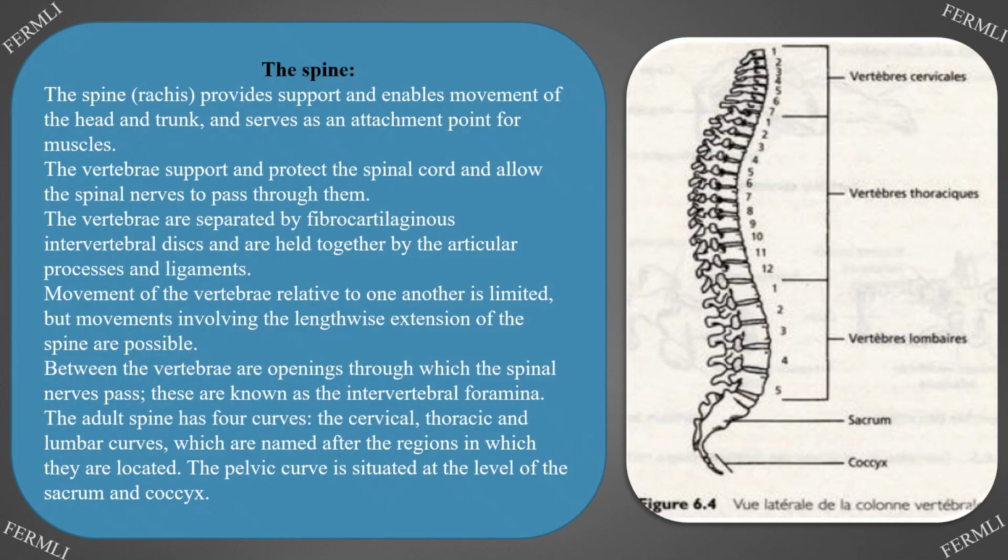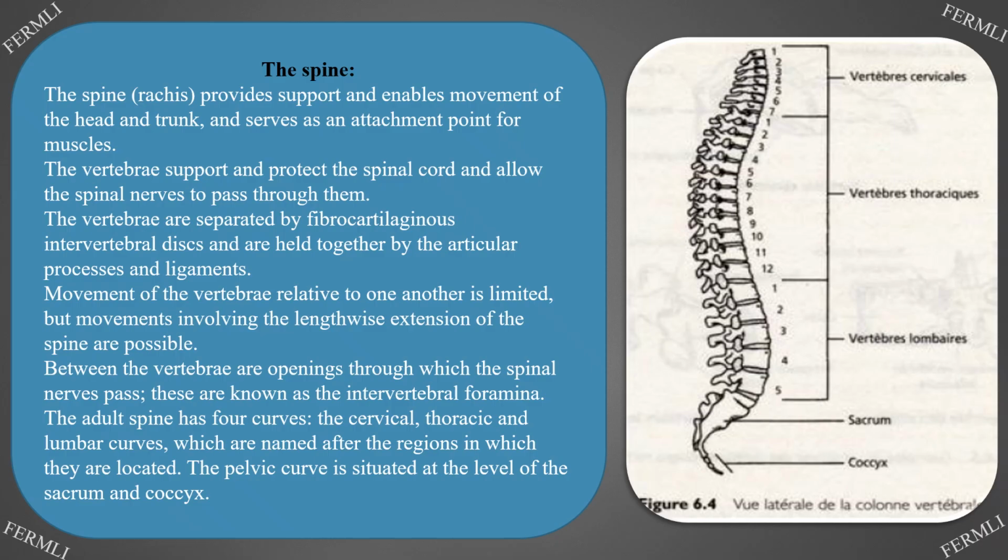The spine, Rachis, provides support and enables movement of the head and trunk, and serves as an attachment point for muscles. The vertebrae support and protect the spinal cord and allow the spinal nerves to pass through them. The vertebrae are separated by fibrocartilaginous intervertebral discs and are held together by the articular processes and ligaments. Movement of the vertebrae relative to one another is limited, but movements involving the lengthwise extension of the spine are possible. Between the vertebrae are openings through which the spinal nerves pass. These are known as the intervertebral foramina.